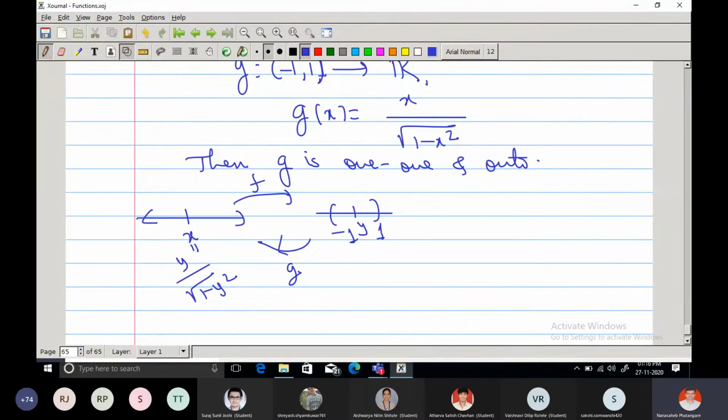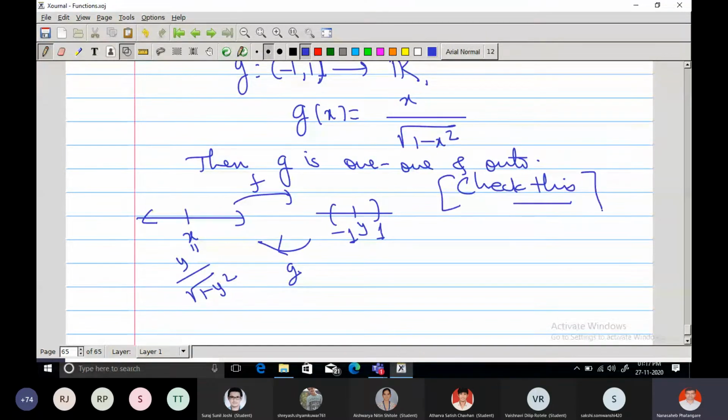But now I am defining a function from minus 1 comma 1 to R. And what is my function? X upon... So this function is also 1-1 and onto. Check this. So you need to check this.